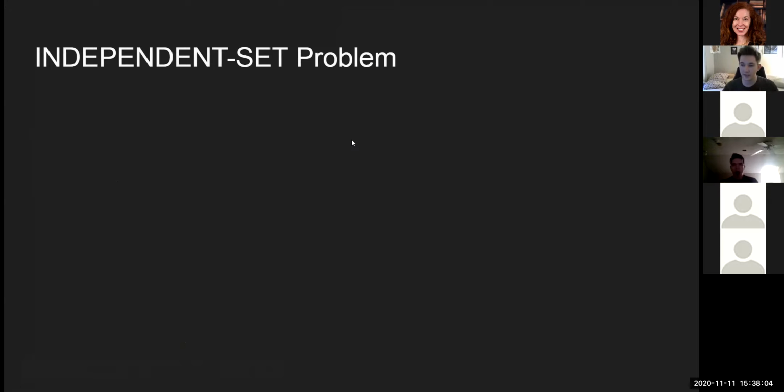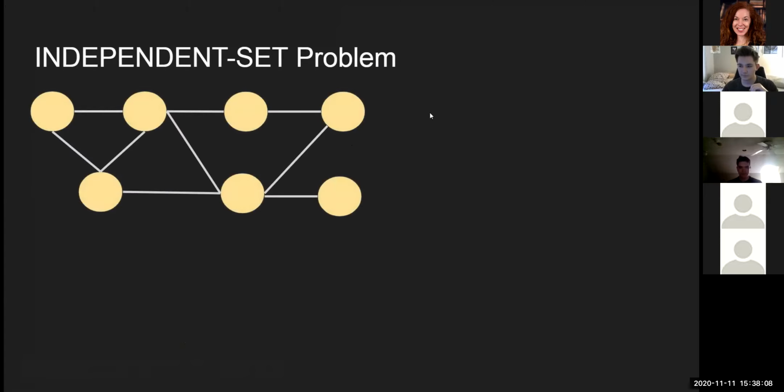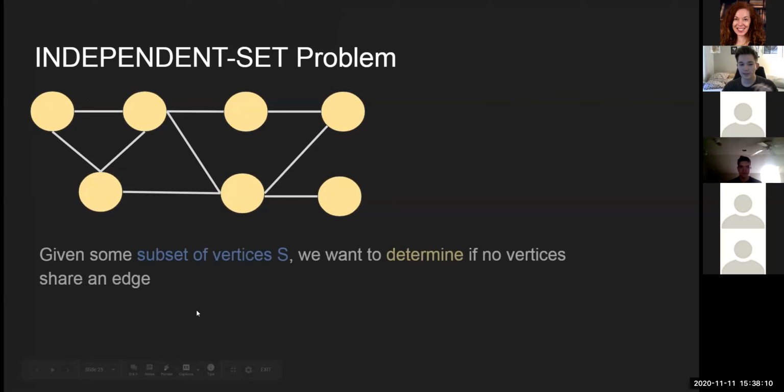So we have the independent set problem. We're given some graph, and we want to find a subset of the vertices such that no vertices in our subset share an edge. So this one and this one could not be in the same subset because they share an edge. So we want to come up with some subset that does that. All right.